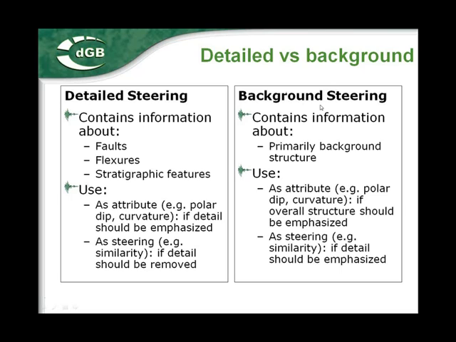On the other hand, the background steering contains information primarily about the background structure, the regional dip, and some major structural features such as major faults. You should use it as an attribute if you want to highlight only the overall high-level structure or stratigraphic features, but you want to use it as steering if detail should be emphasized. That might be counterintuitive, but that's how it works.